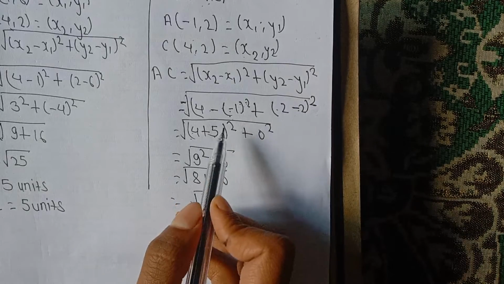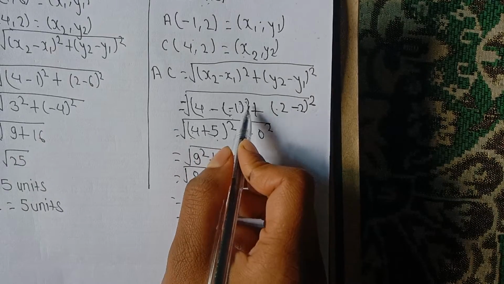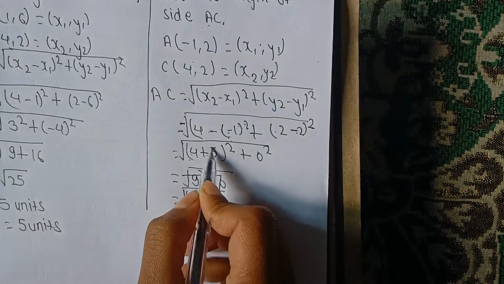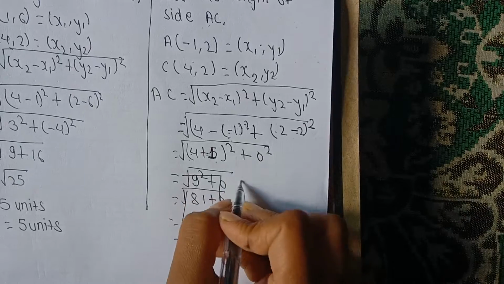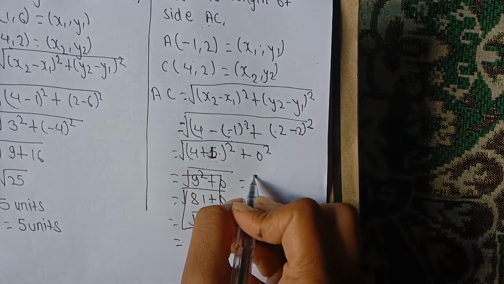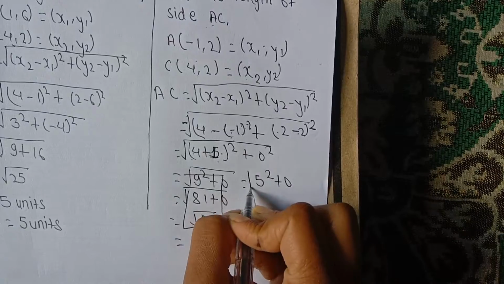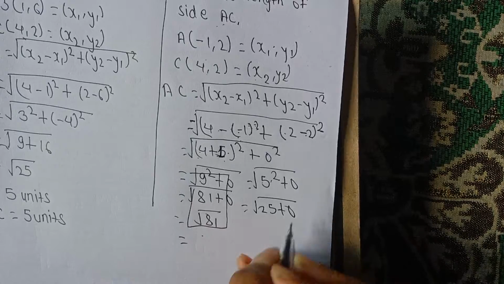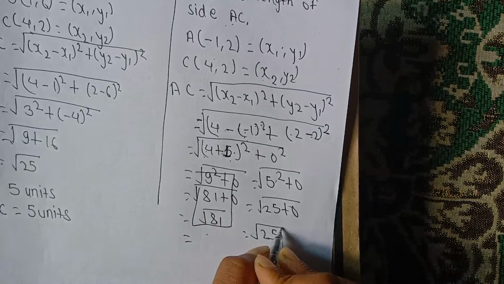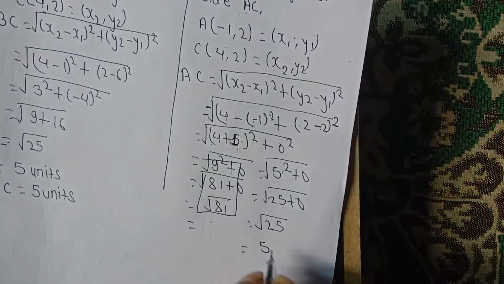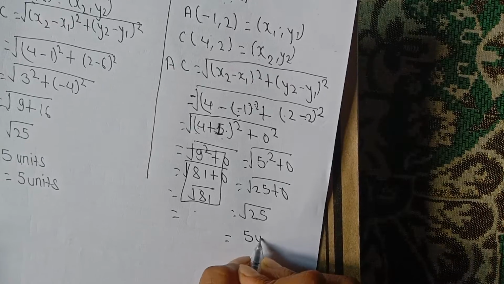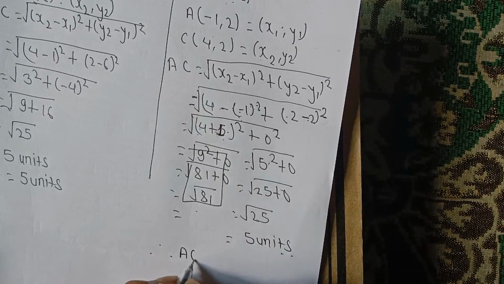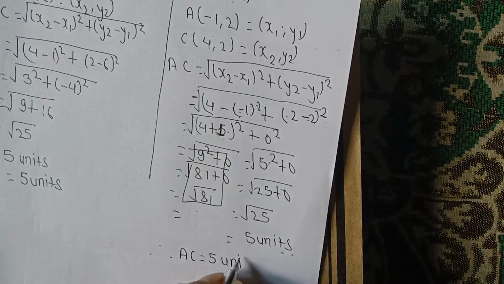So here, friends, you can look at here, minus 1 square, so we have to write here 1. There is a mistake, so you have to write here 1. Okay, so 4 plus 1 we have to write 5 square plus 0. So 5 square is 25 plus 0. So 25 plus 0 is equal to 25, and 25 is the square root of 5. So look at here, we have to write units because distance is written in units. So AC equals 5 units.